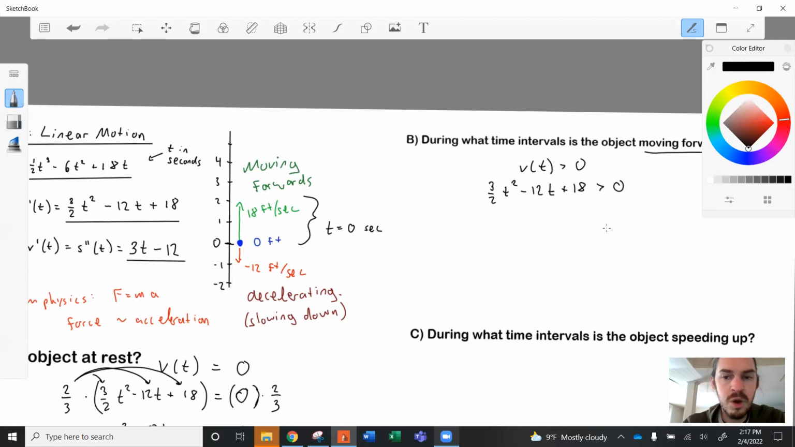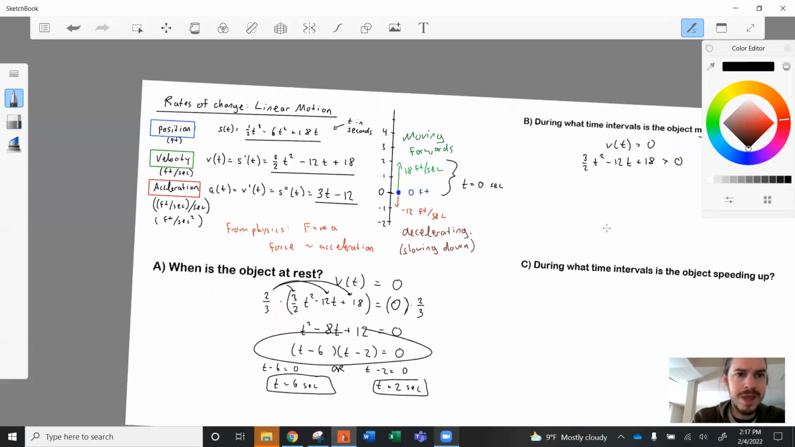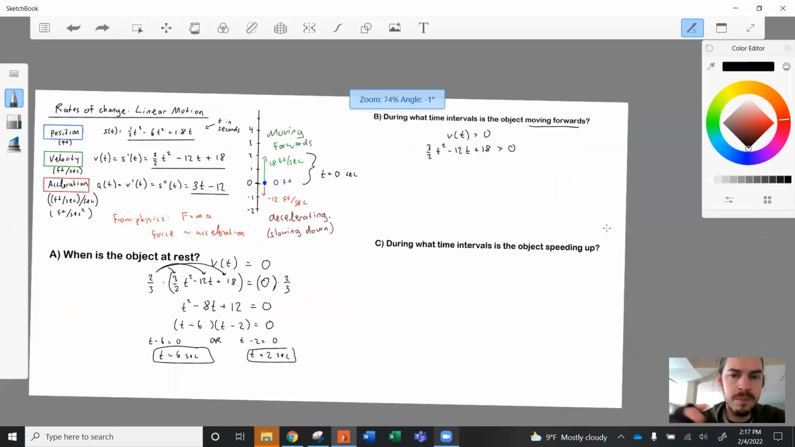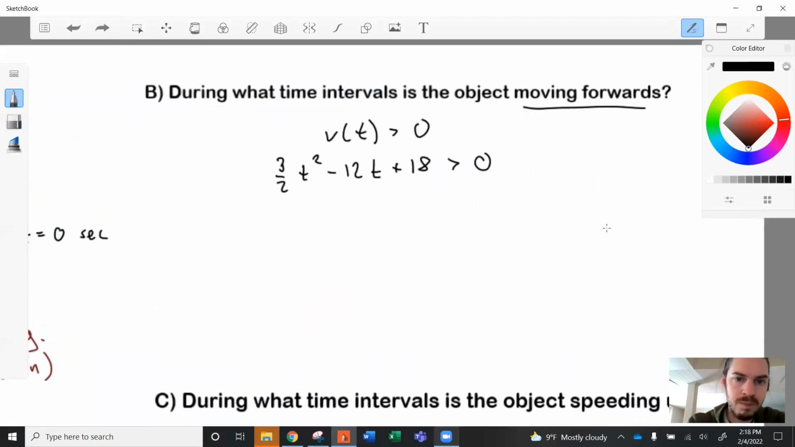I could do some algebra on this, and I could probably use the factorization we had earlier, but there's a more straightforward approach to solving inequalities that you may have learned in a pre-calculus class. It's called a sign chart. So I recommend using a sign chart.